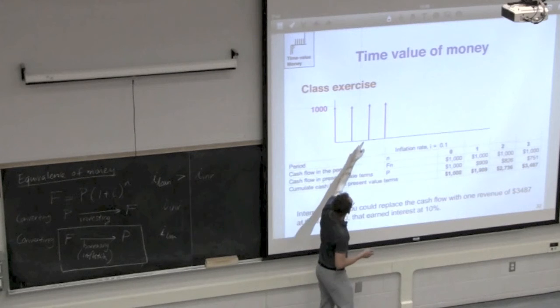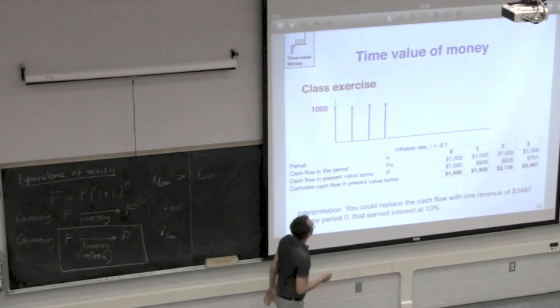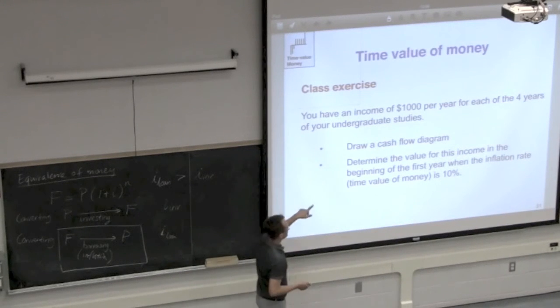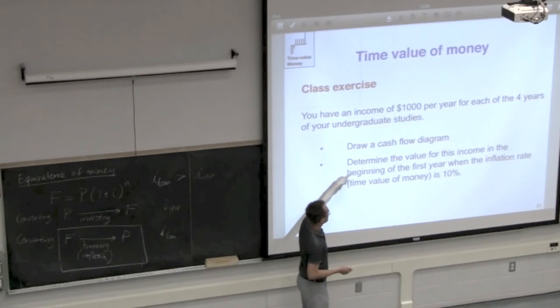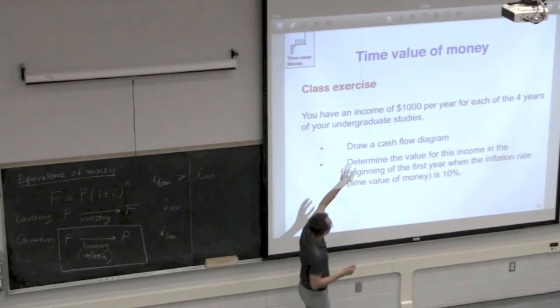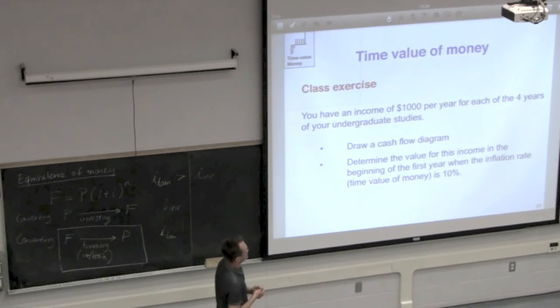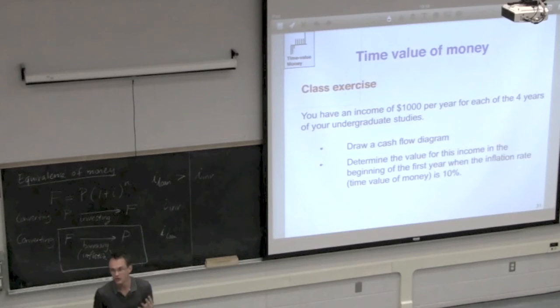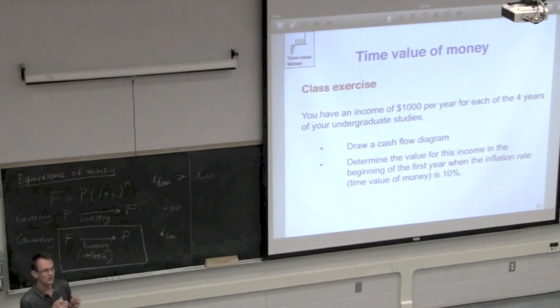You just get this check of $1,000, September, September, September, September. That money comes in. But now let's take a look at the time value of money on that $1,000. Determine the value for this income at the beginning of your first year. Back in your first year of university, when you first got that $1,000, what is the total value of the $4,000 that you've received over $1,000 every year? What is that worth if you take inflation into account? Those 4 checks of $1,000 each are not worth $4,000 total. If we deflate the value of those into present day terms, that money is actually worth a whole lot less to us.